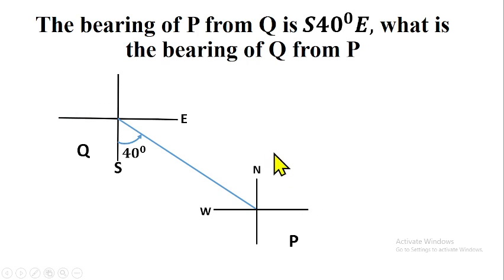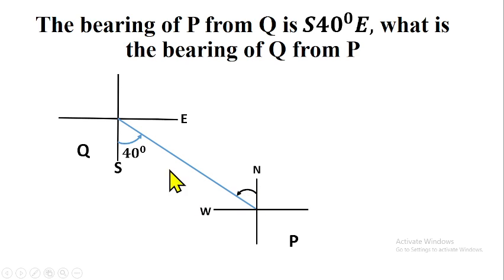Then having done that, we are now looking for the bearing of Q from P. Can you tell me the angle we are looking for? Don't forget the bearing given to you was a compass bearing, so the answer you are going to get should be in compass bearing as well. Are we looking for the angle from here, or from here? We are looking from the north to the west, because it is a compass bearing. So we are looking for this angle that is here.